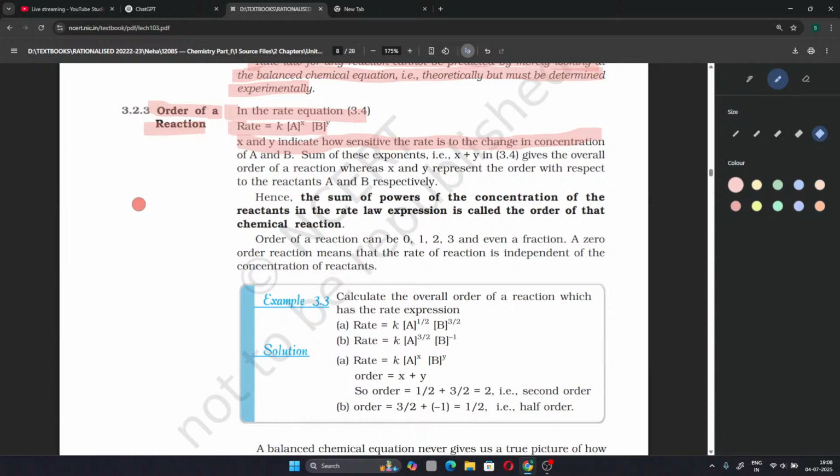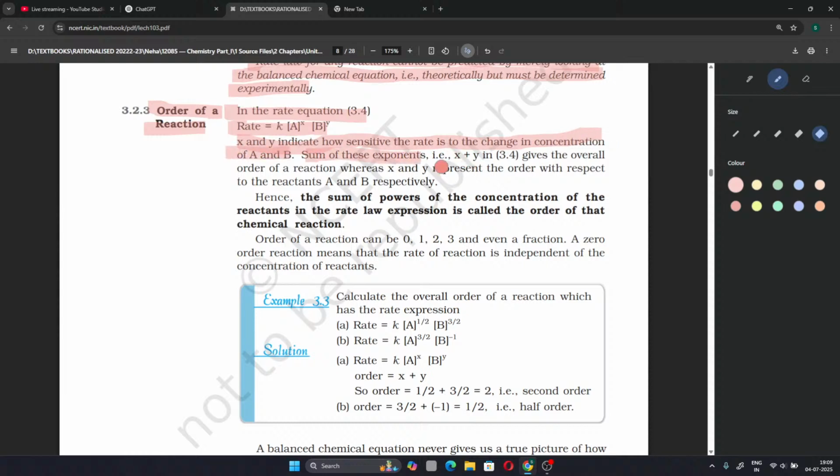That is, when the value of x and y is very high, for every slight change in concentration, the rate of the reaction will change exponentially, or enormously. But when the x and y values are very small or even zero, that means the change in concentration doesn't really affect the rate of the reaction. That is what they mean by how sensitive the rate is to the change in concentration of A and B.